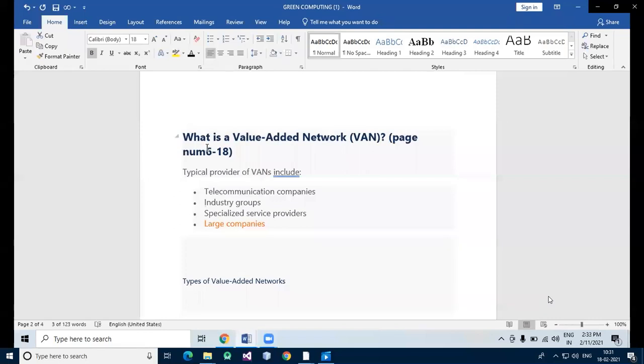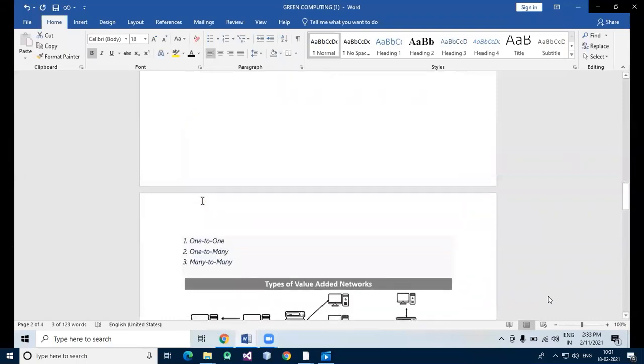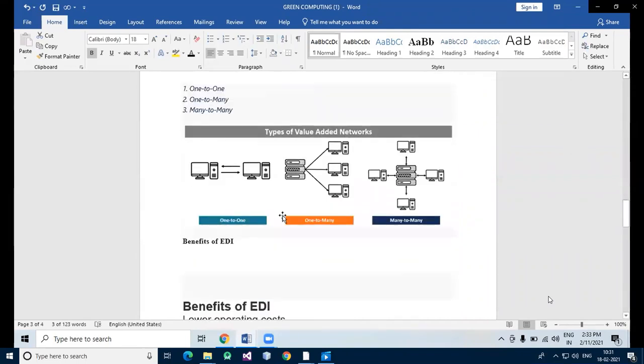So types of VANs: there are three types, one-to-one, one-to-many, and many-to-many. This is the VAN, that is the value-added network service. In one-to-one, the network is a connection between two businesses exchanging data. One-to-many: a single business connects to multiple others. So in one-to-one, the network is connected between two businesses, one business and another, and they exchange the data.